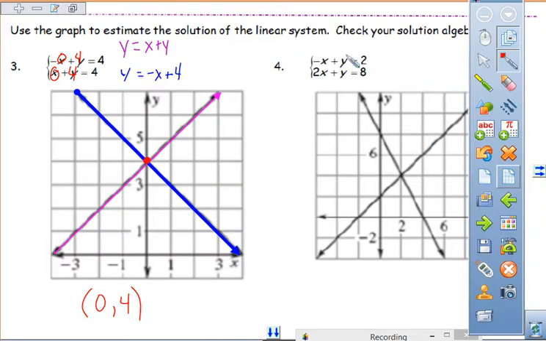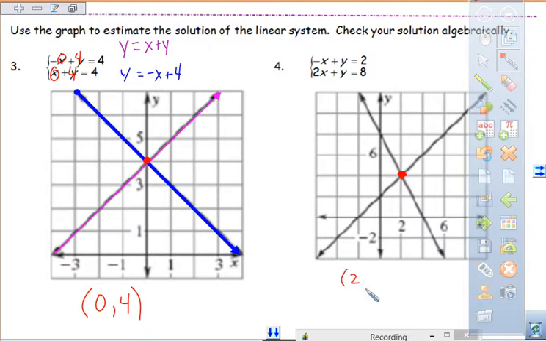Question number 4. Again, these two lines are already graphed for us. We're just trying to find the intersection point, so it looks like that happens right here. So our answer is forward 2, up 4. Notice this one has a scale of 2, so I move forward 2 and then up 2 boxes, but this is 2 and this is 4. So this will be our answer.